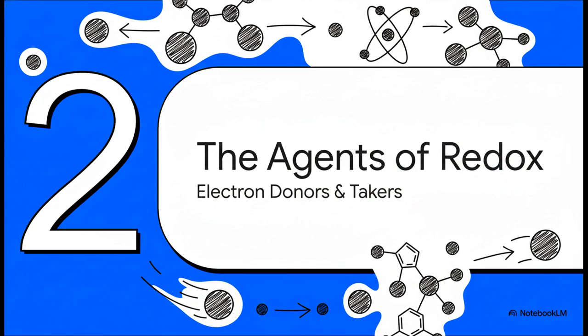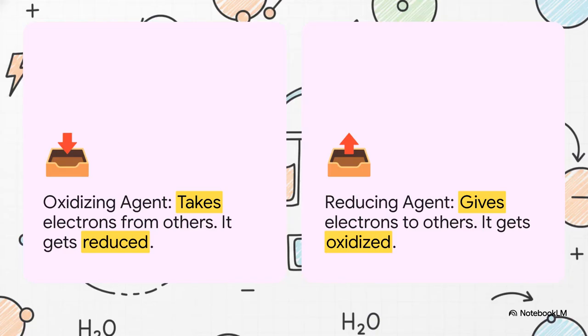Now let's meet the key players in this drama, the chemical agents that are actually doing the electron donating and taking. Now this is where a lot of people get tripped up, so let's lock this down. You have an oxidizing agent and a reducing agent. The oxidizing agent is the one that causes oxidation by taking electrons from something else. So, because it gains electrons, the agent itself gets reduced.